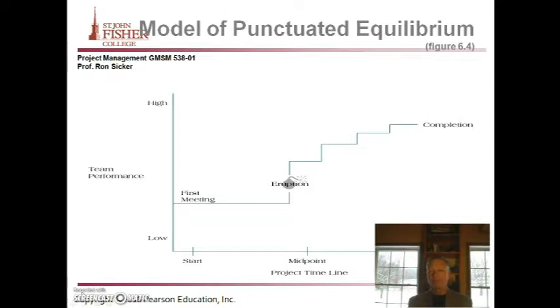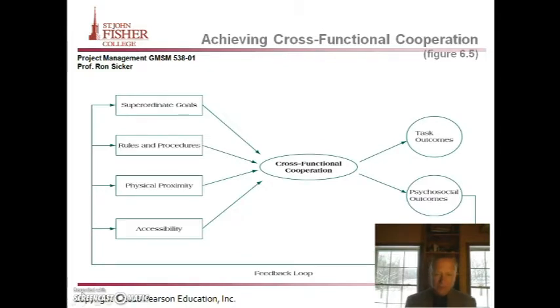foster communication, not only communicate with the team, but have the team communicate with one another. So achieving cross-functional cooperation, understanding the goals, the roles and procedures, and establishing good roles and procedures. That's one of the key things that a project manager can do: establish procedures, establish policies, establish roles, and establish what skill sets each one can bring. That'll help bring people out of the storming and into the norming and performing area.